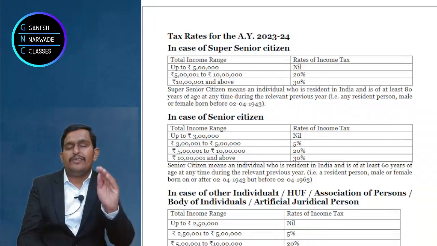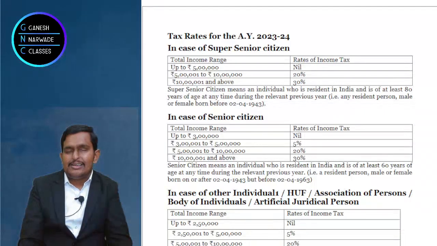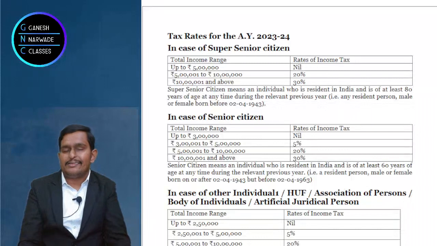Who are senior citizens? If they are born between 2nd April 1943 to 1st April 1963. That means before 2nd April 1963. For them, these are the tax rates.